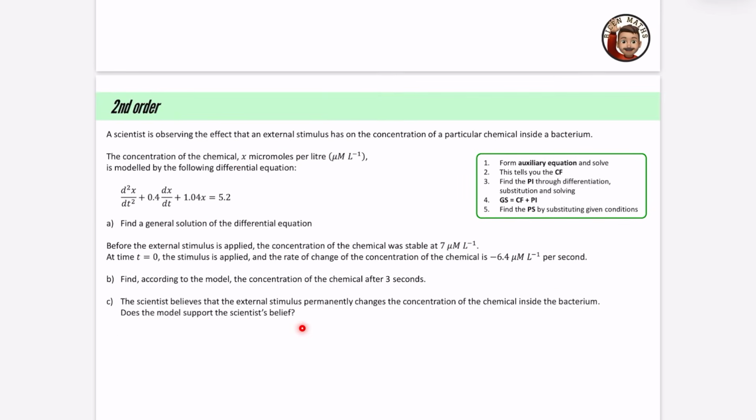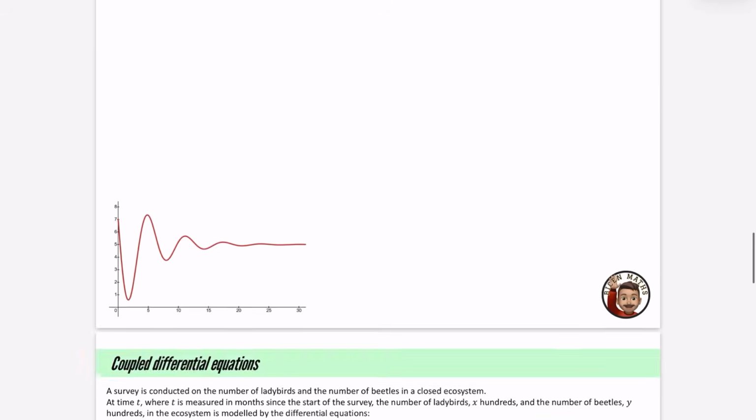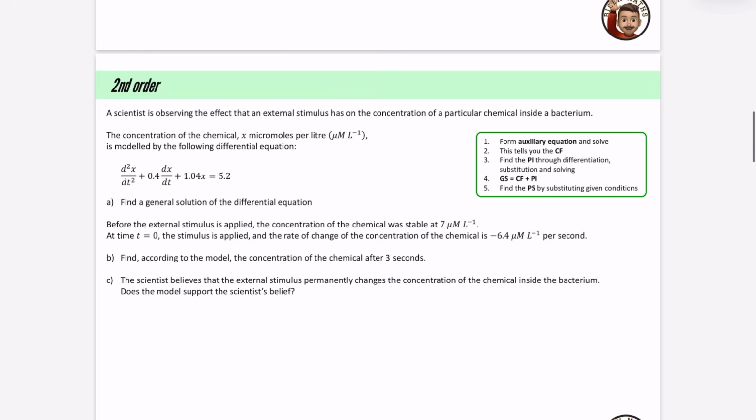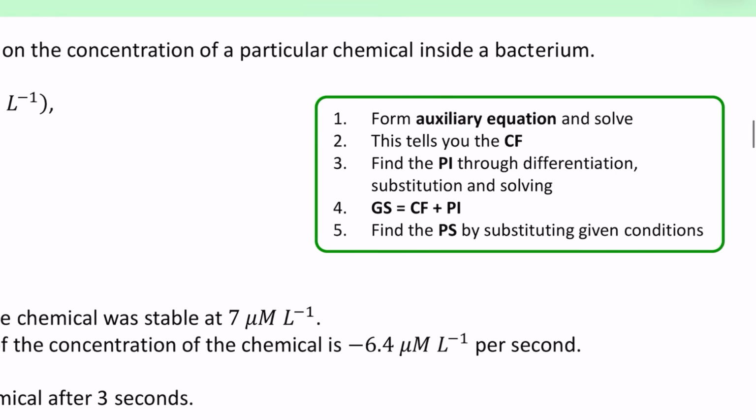So I'm going to do a second order one, and then I'm going to be doing the kind of new skill in this one, which is coupled differential equations. So, quick reminder about how you solve these. You form the auxiliary equation and you solve that. It tells you what the complementary function is. Find the particular integral if necessary.